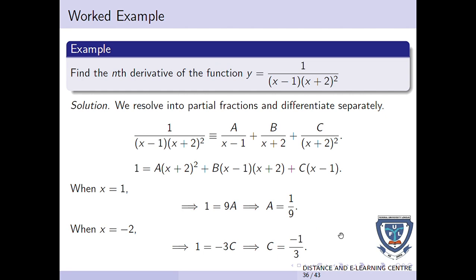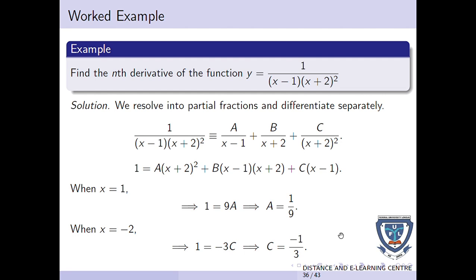Let's look at another worked example. To find the nth derivative of the function y equal to 1 over (x minus 1)(x plus 2) all squared. Solution. I believe we have done this in the class. We resolve into partial fractions and differentiate separately.